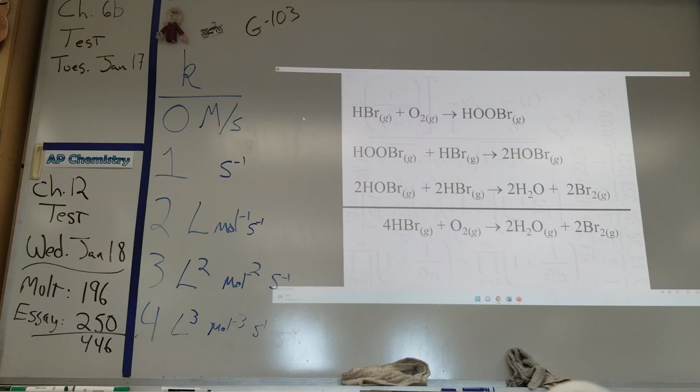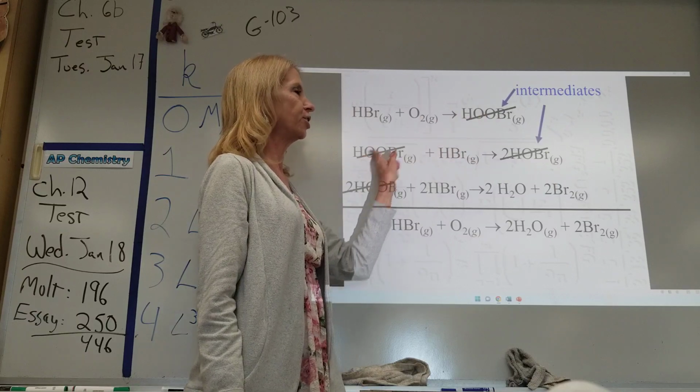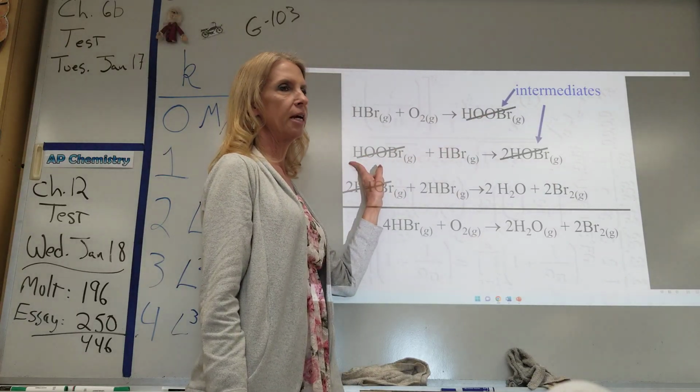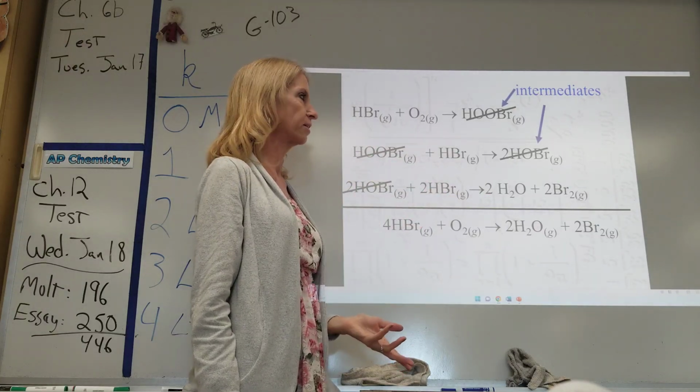Cross out all of the intermediates and look for a catalyst. Cross out HOBr. Do you see any other? Hypobromous acid. Cross out HOBr and hypobromous acid. Those are intermediates. So how do you know that? It exists for a moment and then it's consumed. It's produced and consumed. Anything that's produced and consumed is there for a while, but then it disappears.